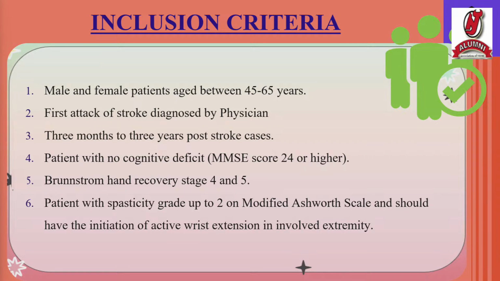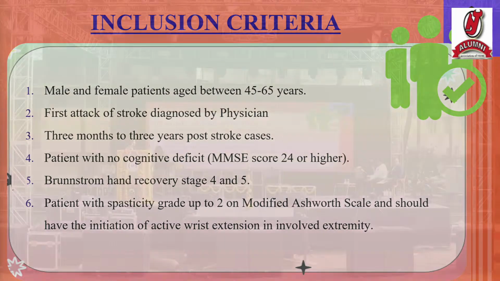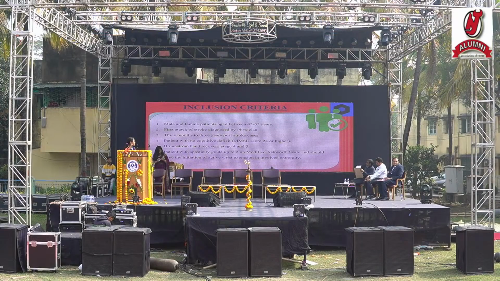Inclusion criteria were male and female subjects aged between 45 to 65 years, first stroke diagnosed by the physician, 3 months to 3 years post stroke, patients with normal cognition, Brunnstrom hand recovery stage 4 and 5, and spasticity grade less than 2 on the Modified Ashworth Scale.